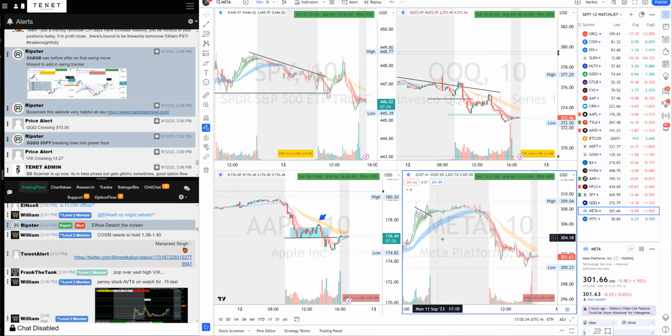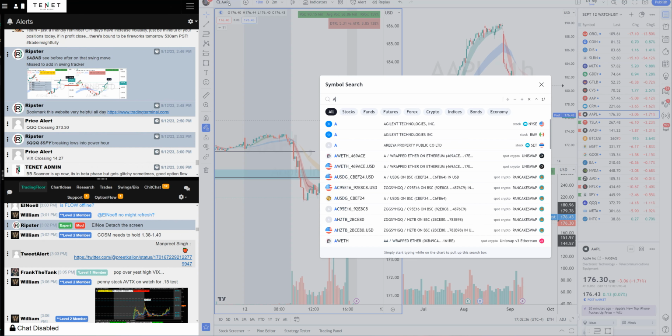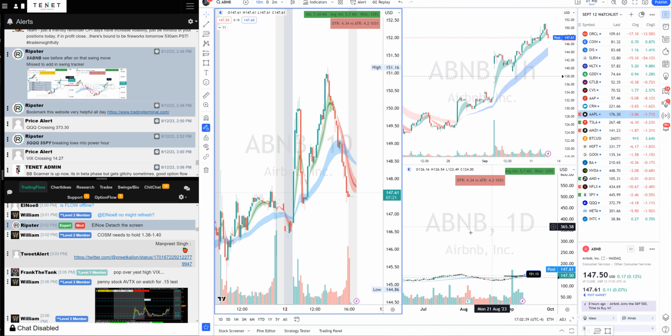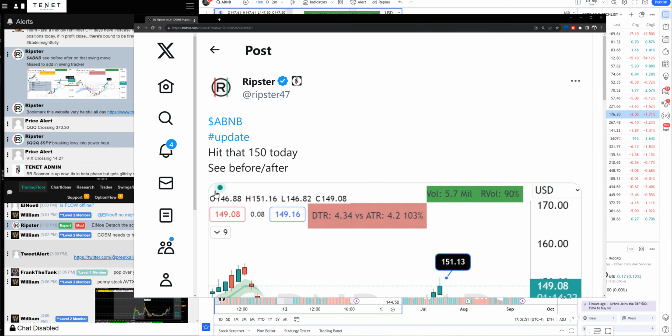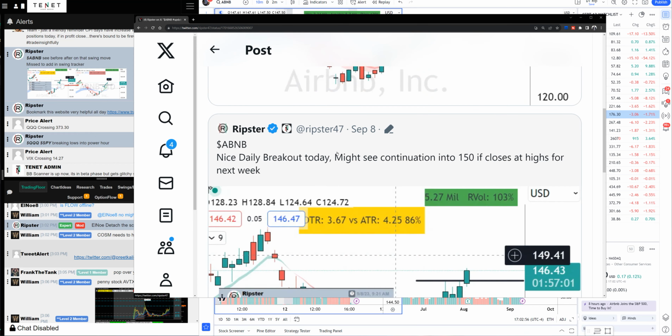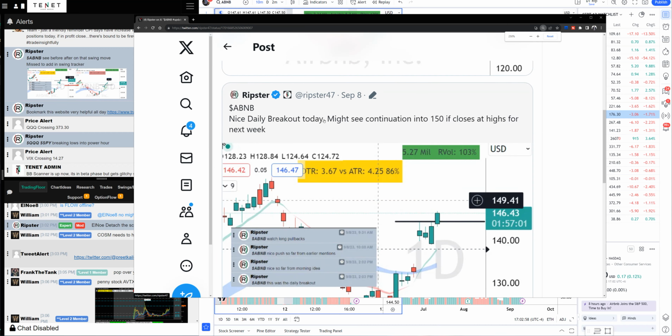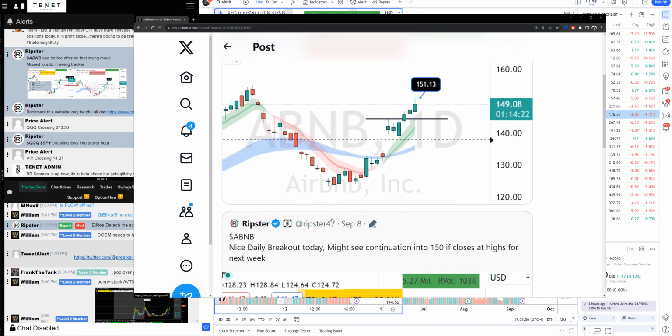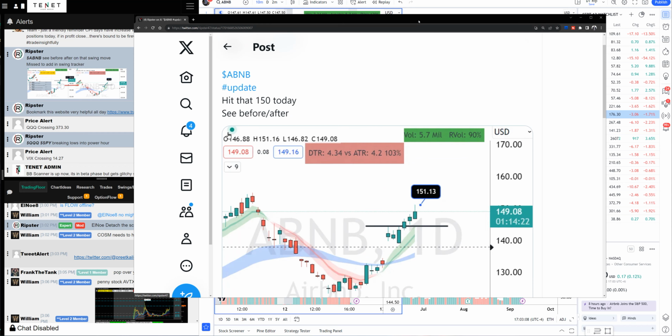Airbnb today was good. I was talking about Airbnb on this. I can show you guys quickly Airbnb, the swing setup. So if you look here, what did I say on Airbnb on September 8th? Nice daily breakout, might see continuation into 150, daily breakout right here, resistance level, twice, thrice breakout. And look at it, it touched that 150 target, right?